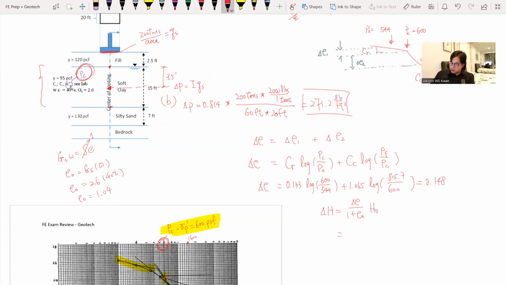And the H naught is the thickness of the whole layer that we are calculating, and we are using one sublayer as our analysis. So the H naught is 15 feet. So delta E calculated previously is 0.148, and the E naught we calculated is 1.04, and the thickness of the soil that we are dealing with now is 15 feet. And we do our calculations. Our settlement is 1.085 feet. That's our settlement. So that's our answer for part C.